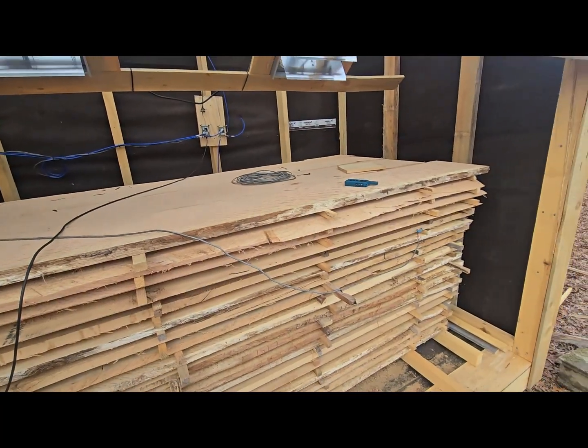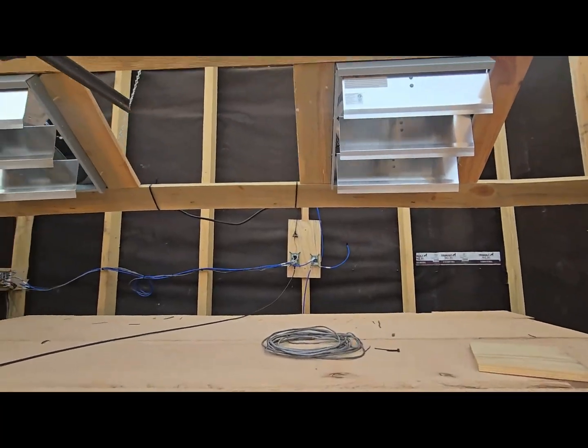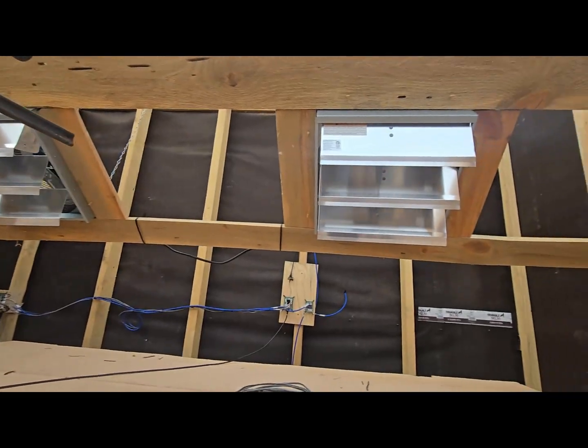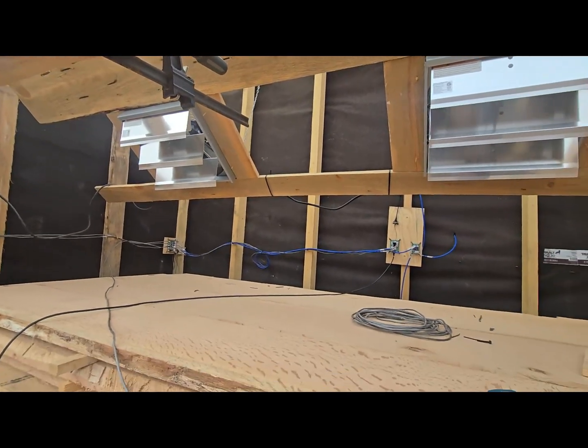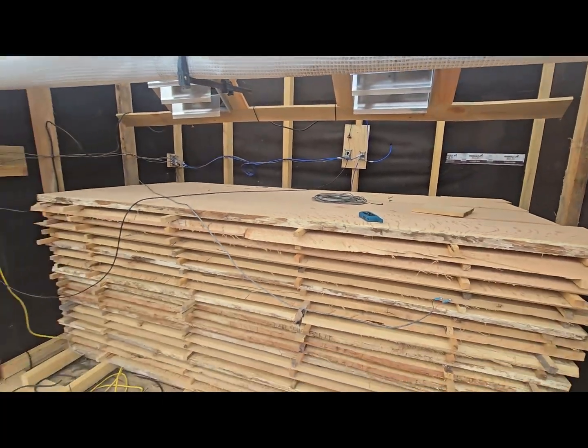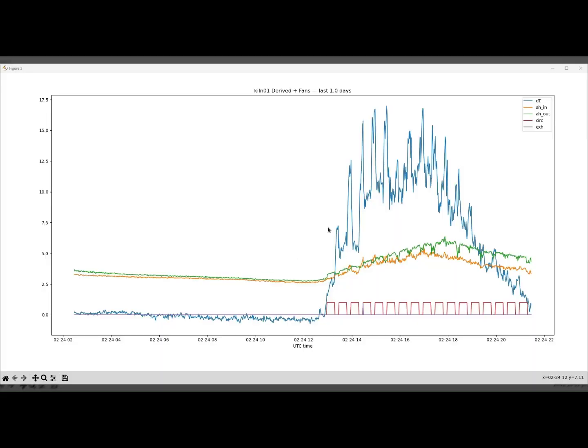I got to build a door on this thing. As soon as I was about to walk away, the fans turned off. Maybe with the door open, it decides it's not worth running them. But when I came in, I was curious why the fans went off, and this blue line is what really turns them on. I have them set to run for 20 minutes and off for 10. So once it goes over its set point, it just basically runs and stops every 10 minutes.